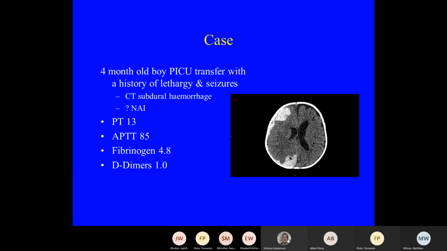So this is a 4-month-old boy, PICU transfer with a history of lethargy and seizures. On the CT, he had a subdural hemorrhage. There was a query NAI, and the coagulation screening. You see how useful the coagulation screening is as an initial test. All of our big problems here, they start with the coagulation screening, and then you follow on the clue. PT of 13, which was normal, a very prolonged APTT of 85, fibrinogen of 4.8, which is normal, and a D-dimer of 1. So what do you think?